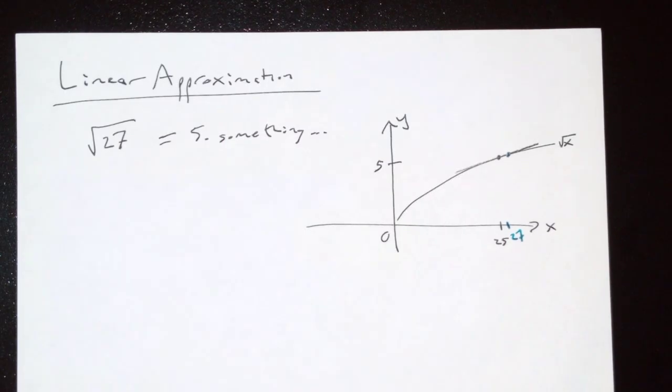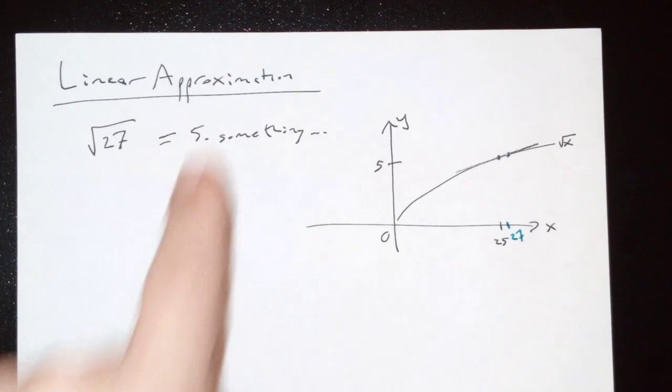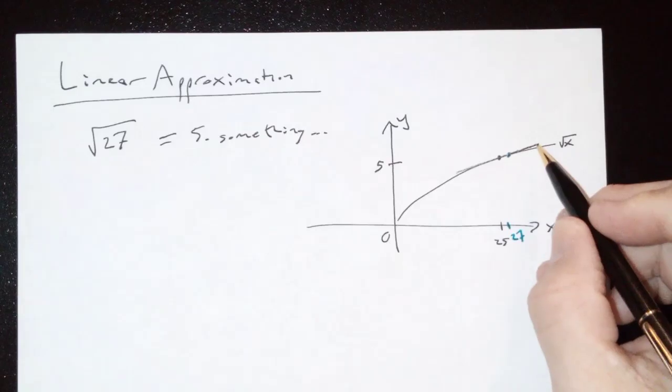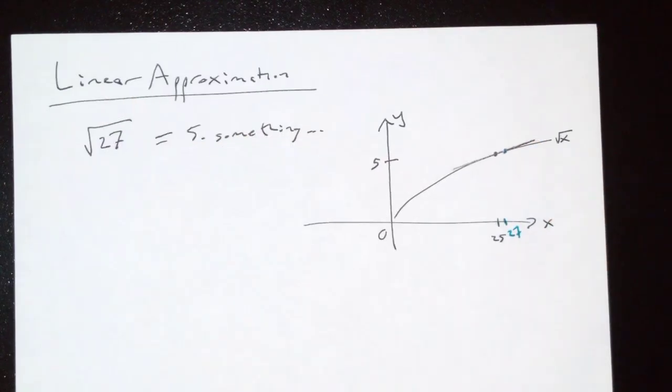So what if I actually used the equation for the tangent line to figure out the square root of 27? Well, it wouldn't be figuring it out, it'd be approximating it. Aha, I'd use a straight line to approximate my value. I like this idea. Okay. How do I find the equation of that tangent line?